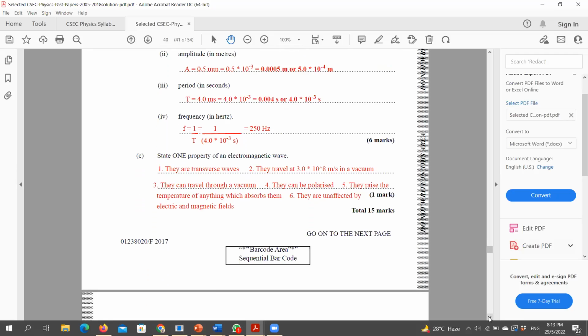One property of an electromagnetic wave. We have several properties listed here. Anyone will do. All you have to remember is that electromagnetic waves can travel in a vacuum. And they all travel at the speed of light, which is 3 times 10 to the 8 meters per second. They are transverse waves.